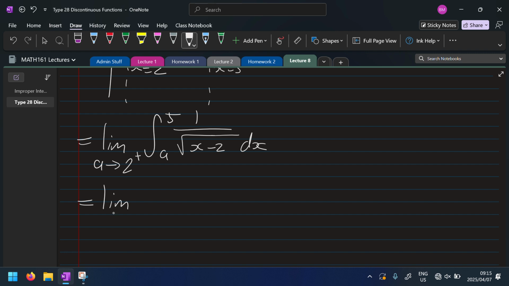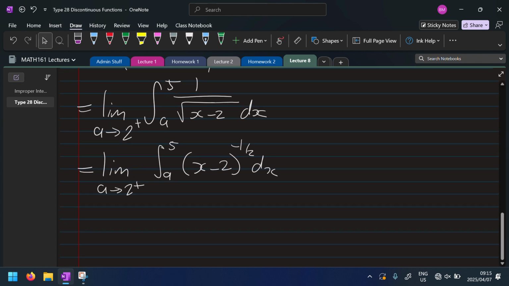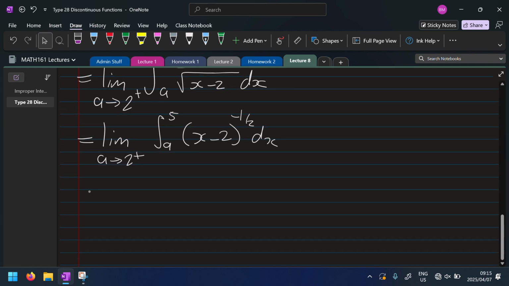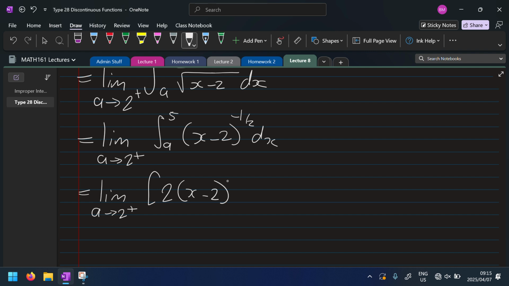So this is going to be the limit as a goes to 2 plus of the integral from a to 5 of (x minus 2) to the minus a half. You can leave out these in between steps if you know it already, but for the rest of you, we're going to write it as something to the minus a half. Now it's just an exponent. We add 1 and divide. Adding 1 makes it a half. Dividing is timesing by 2. So this is going to be the limit as a goes to 2 plus of 2(x minus 2) to the half, from a to 5.